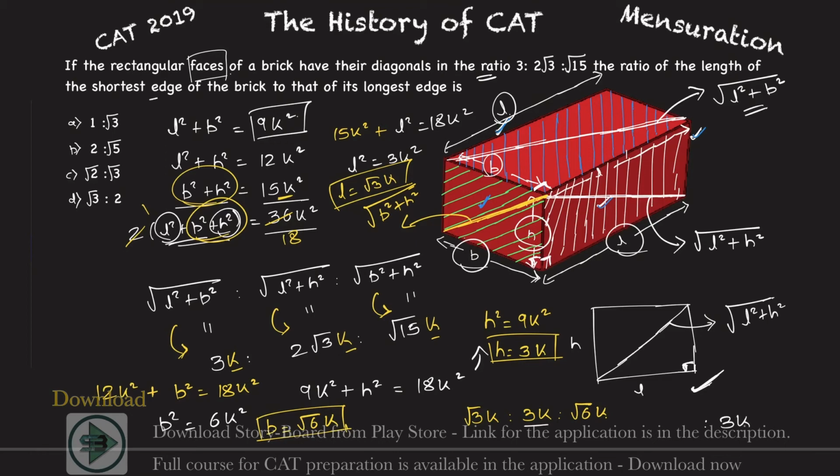I need the shortest edge to the longest, so shortest upon longest. The shortest here is root 3K, so I need the ratio of this. What will be the ratio? K gets cancelled. 1 is to root 3. That's it, this is my final answer: 1 is to root 3. This is the ratio of the shortest edge to the longest edge of this brick, and that is what is being asked here.